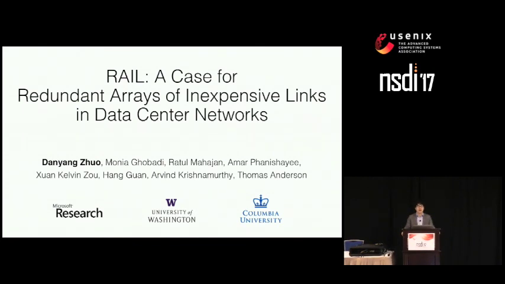Today, I'm going to talk about how to lower data center network costs by leveraging its innate path redundancy. A large portion of this work was done when I was an intern in Microsoft Research, working with folks across Microsoft Research, University of Washington, and Columbia University.